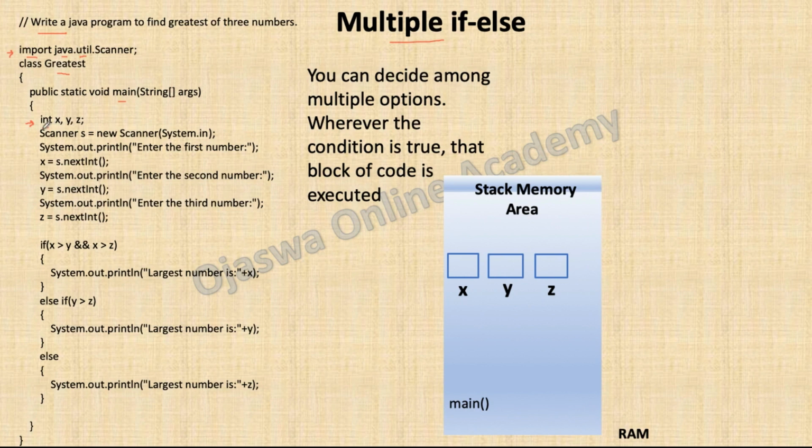Data type int takes 4 bytes of memory. Hence 4 bytes of memory will be reserved for each variable. Memory will be reserved for variable x, for variable y and for variable z. Yet we have not assigned any data to it. We are finding the greatest of three numbers, hence we need three variables to store those three numbers.